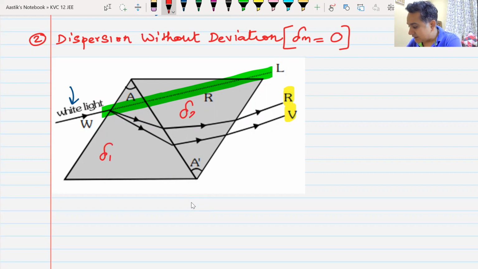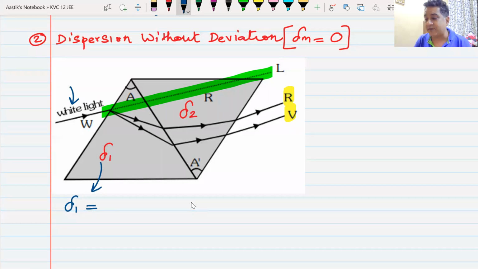Let us say that the deviation produced by this one is delta 1. Let us say that the deviation produced by this prism is delta 2. Can anyone tell me what is the formula for delta 1? Whenever I'm talking about deviation, we are always talking about the mean deviation. Whenever I'm talking about dispersion, I mean angular dispersion. What is the deviation produced by the first prism? I minus R1.